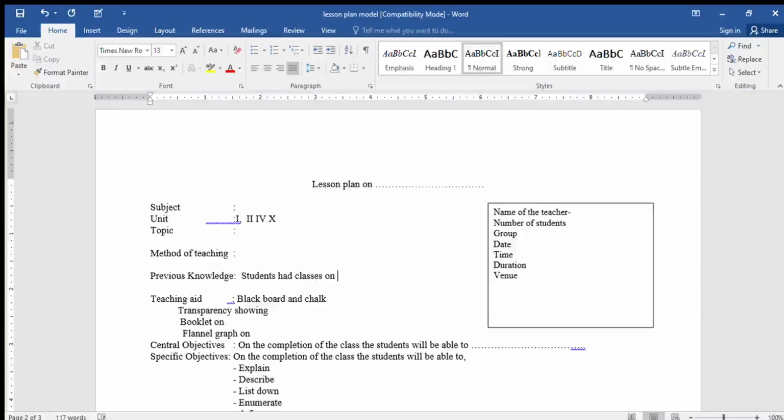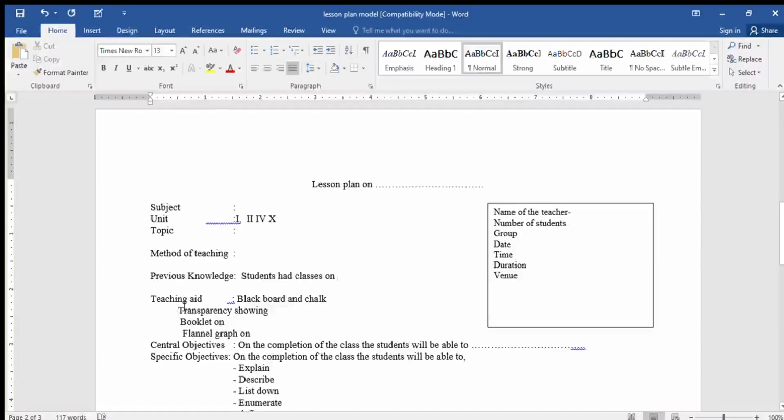So here you can write the students had classes on cirrhosis of liver as a part of their first year nursing curriculum, that is in physiology or in anatomy. We can write here anatomy in the first year BSc nursing or physiology in the first year BSc nursing.